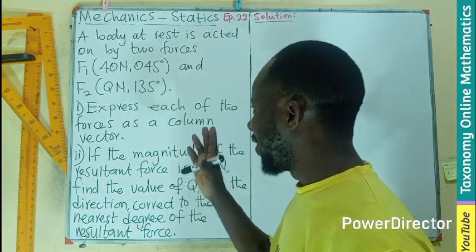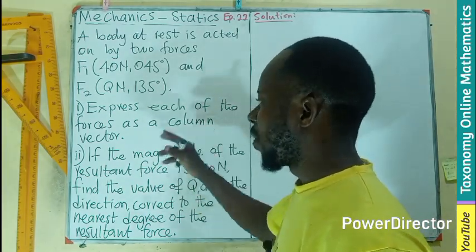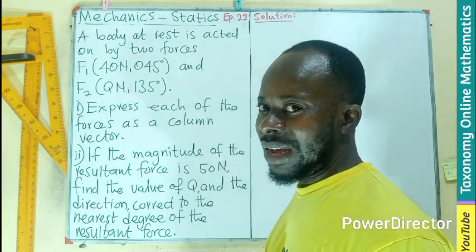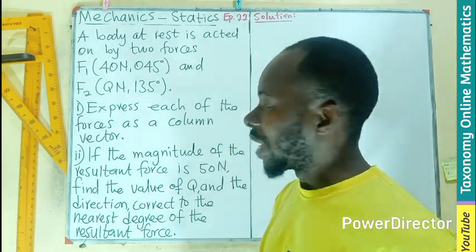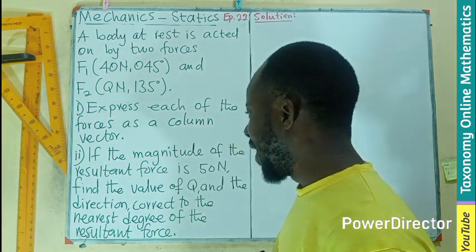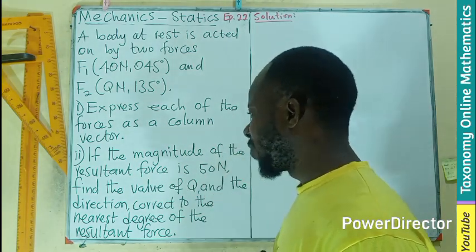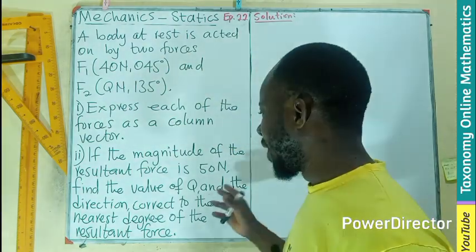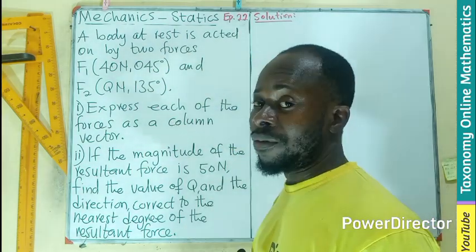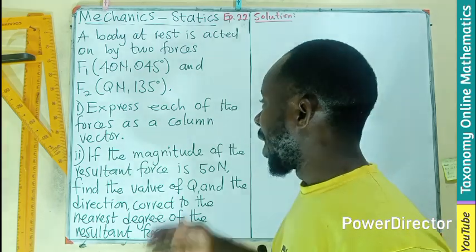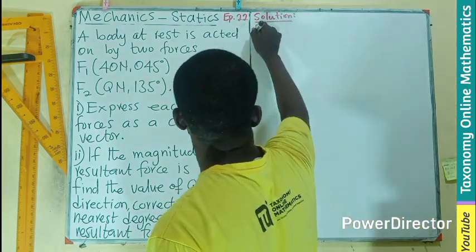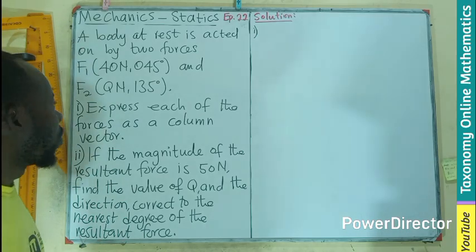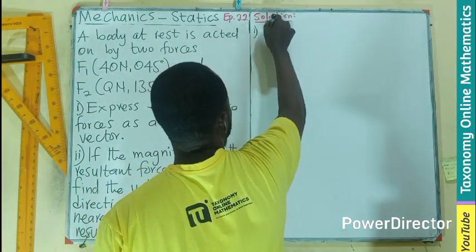We have to express these forces in the vector column form. Then, more or less like finding the magnitude of that resultant, because the magnitude of the resultant force is given to us. We have to find the value of Q, which is the magnitude of the second force, and then find the direction of the resultant force. So how do we transform or resolve this into the vector column form?